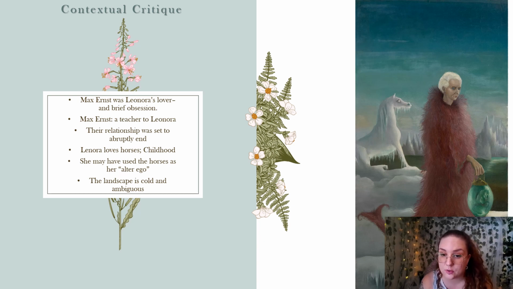Another very interesting piece of contextual evidence is the horses that Leonora often puts in her paintings. She grew to love horses in her youth and would eventually begin to use them as her alter ego, her representative of herself in her paintings. Very interesting. You notice 2 of those in this painting. However, on the cusp of war, and in a place very unfamiliar to her, living with Max Ernst, she may have felt very out of place and in a strange land, almost like an alien landscape. So that may possibly be depicted here as well.